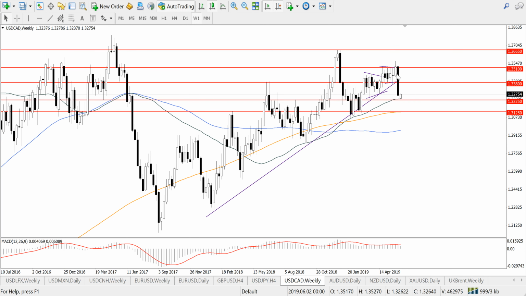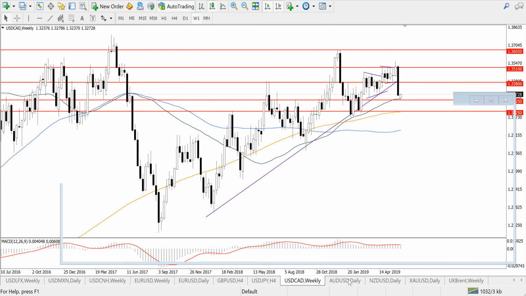US dollar Canadian dollar made a big breakthrough to the downside. For now, the currency pair is supported by the 50-week moving average around 1.3225. The break below this level will get us to the 200-week moving average in the area of 1.3120. And the resistance is now provided by the former support at 1.3380. It should be a significant obstacle in case the USD recovers.